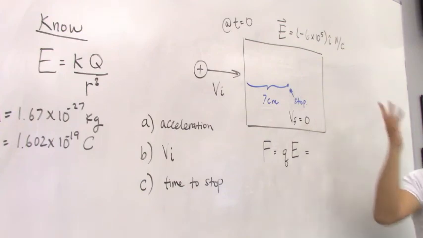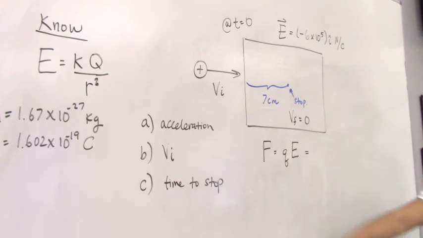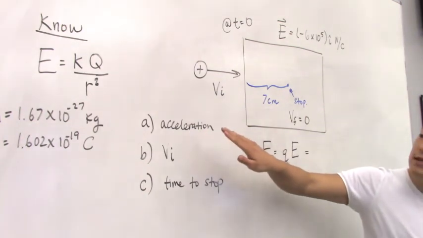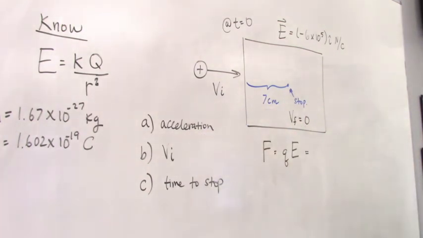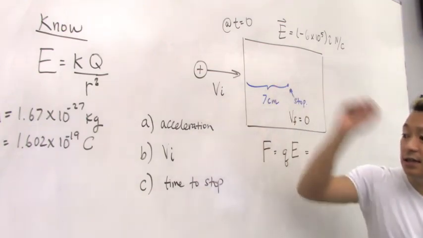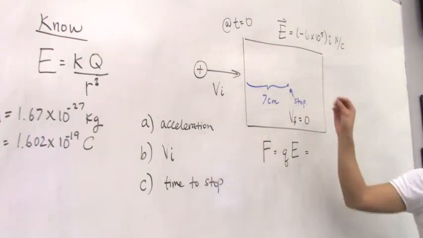Okay? So at a stop, obviously, V final is 0. The question that I'm asking is, what is the acceleration to slow it down? What is the initial velocity? And what is the time it takes for it to stop?